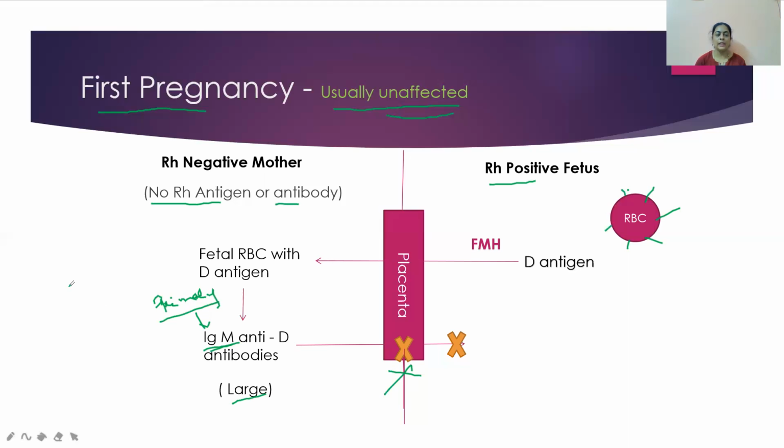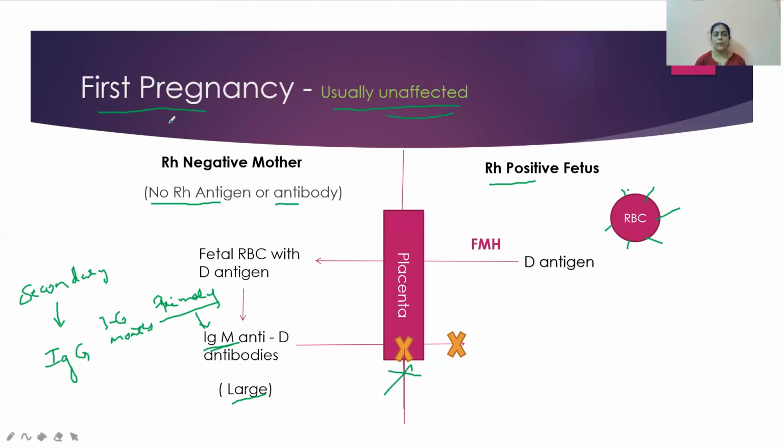So what happens later on? There is a secondary immune response. In the secondary immune response, there is production of IgG antibodies, which I'll be explaining in the further slides. Okay, so for the production of IgG antibodies, it usually takes 3 to 6 months.